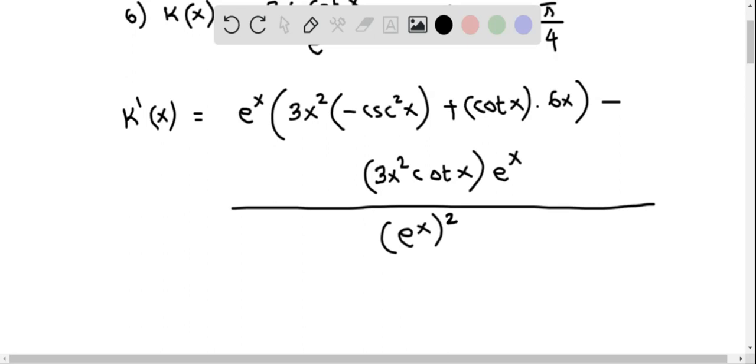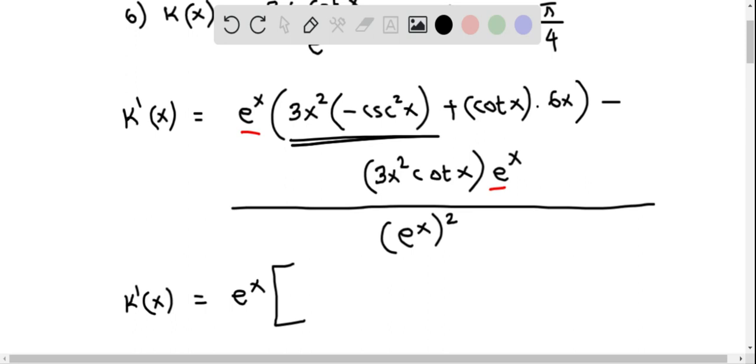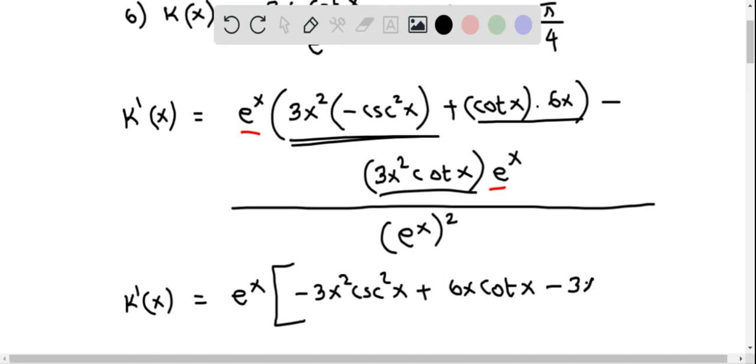Now let's simplify this and substitute the value at x equal to pi by 4. So I write k prime of x, and this equals, notice that we have e power x in both terms, so we can factor out e power x. When we do that, we get e power x times, let's multiply this term, which is negative 3x squared cosecant squared x, and this term I can write as 6x times cotangent of x. We then have a negative, and I write this term, that is negative of 3x squared cotangent of x.